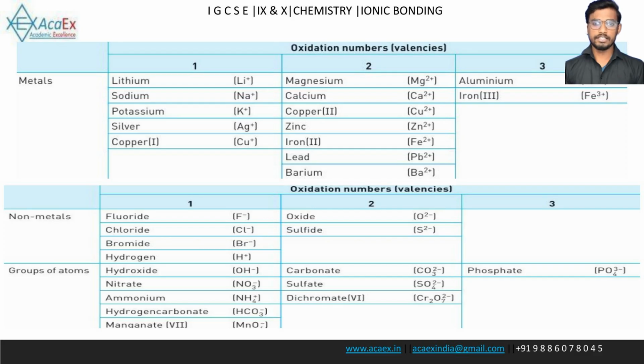For metals, it lists ions with a +1 charge like sodium, Na+, a +2 charge like calcium, Ca²+, and a +3 charge like aluminium, Al³+. For nonmetals and groups of atoms, it lists ions with a -1 charge like chloride, Cl-, a -2 charge like carbonate, CO3-, and a -3 charge like phosphate, PO4-.